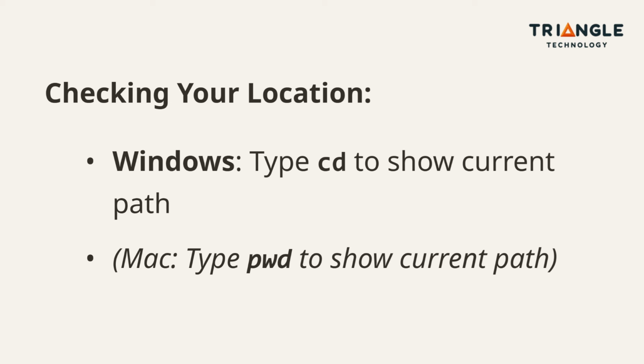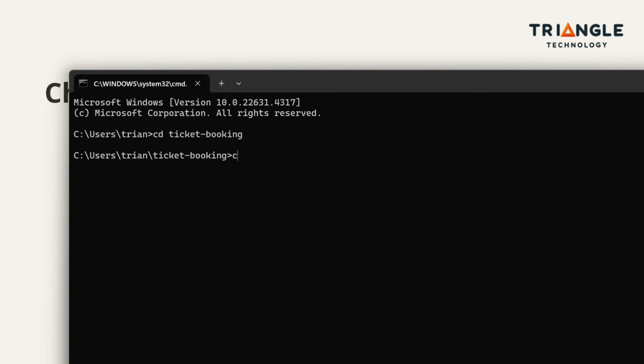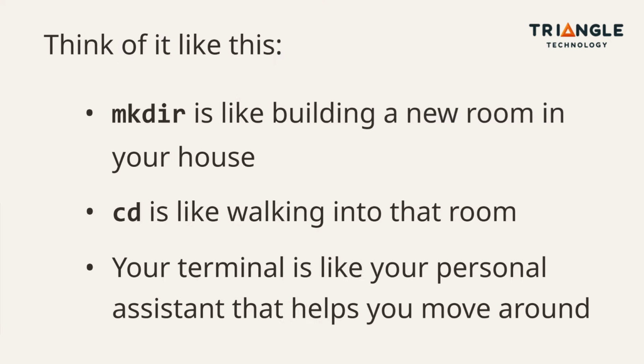Checking your location. Windows, type cd to show current path. Mac, type pwd to show current path. Real-world analogy. Think of it like this. mkdir is like building a new room in your house. cd is like walking into that room. Your terminal is like your personal assistant that helps you move around.